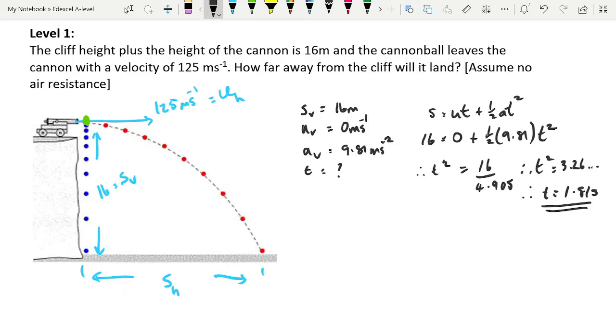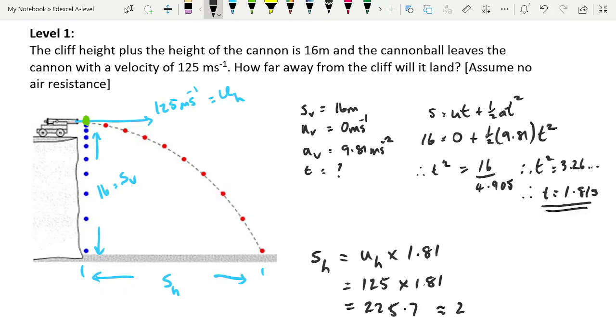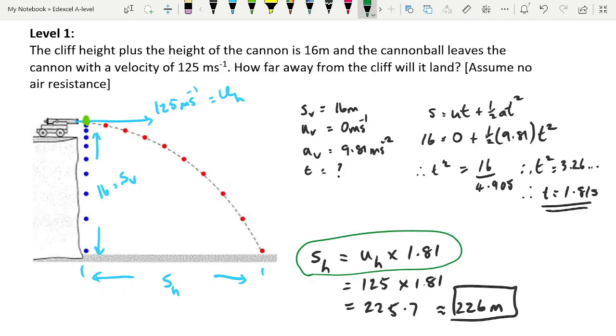So we'll keep using displacement here. Our horizontal displacement is going to be our horizontal velocity times this time that it spends in the air. So 125 times our 1.81, and that's going to be 225.7, which is 226 meters. And there is our answer. We can use this expression here, which is just displacement equals speed times time, because there is no horizontal acceleration, and so we do not need to use SUVAT expressions.